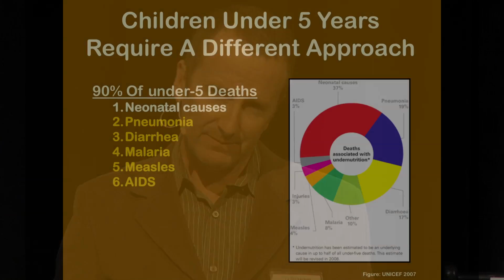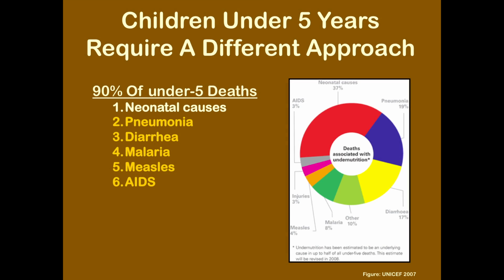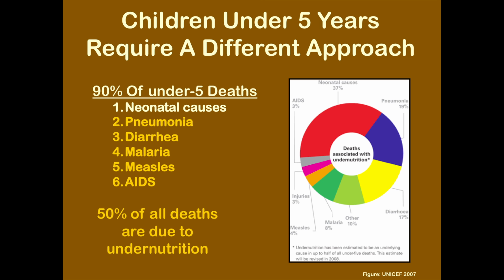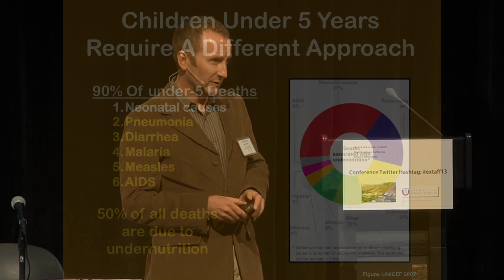We see that the majority of, or 40% of, under 5 deaths occur in the neonatal period, some of those due to infections. But the vast majority of kids from 30 days to 5 years die from complications of our old nemesis infections: pneumonia, diarrhea, malaria, measles, AIDS. And about half of those infectious deaths are due to undernutrition. If we could eradicate undernutrition, we think that we could decrease global under 5 mortality by about 50% immediately.